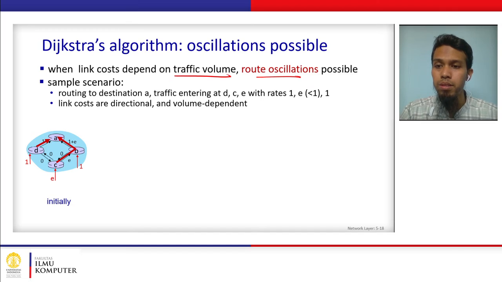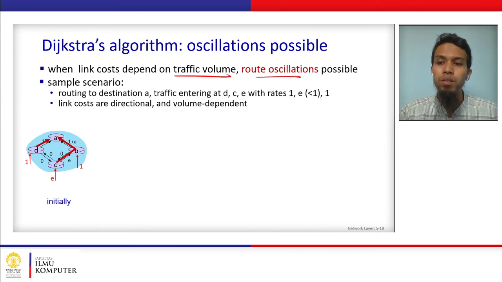So for example, in A, B, C, D, there is traffic coming to nodes B, C, and D, and they all want to go to A. From node D, there is traffic volume of 1, and it wants to go to A, so it can go directly to A. From B, there is also traffic of 1 wanting to go to A, so it can go directly. And from C, there is traffic with the volume e. It wants to go to A, so it can choose whether to go through B or through D. Eventually it chooses B.